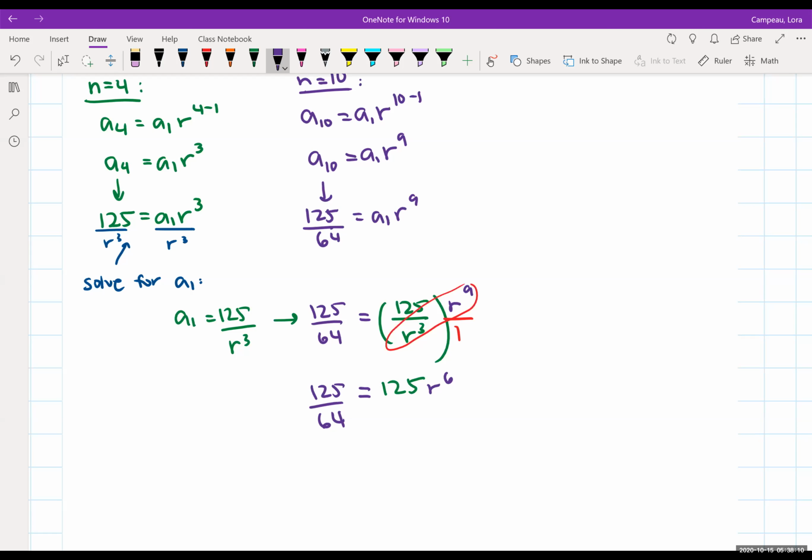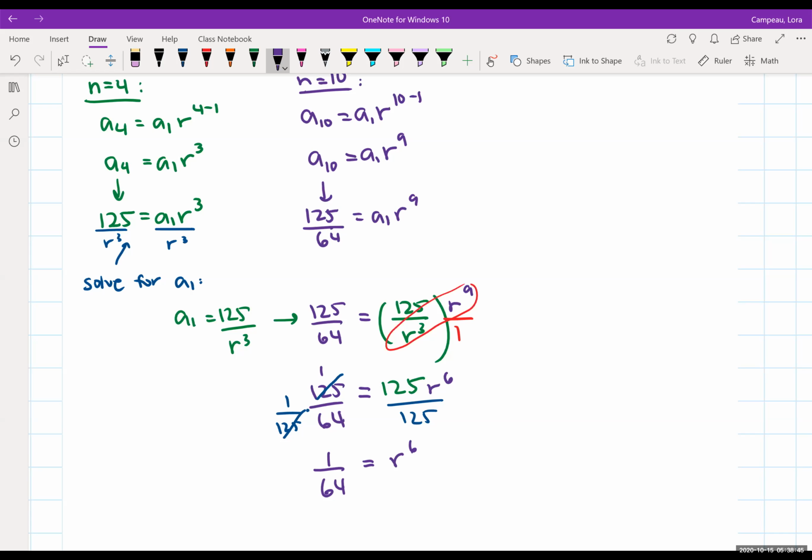Now we'll be solving for r. At this stage, you want to isolate the r. So technically you're dividing both sides by 125. And if you divide the other side by 125, it's like multiplying by 1 over 125. That's kind of nice because the 125s divide out. But be extremely careful, because what we have here is 1 over 64. Remember, when things divide out, you're left with a 1. So we have 1 over 64 equals r to the 6th.